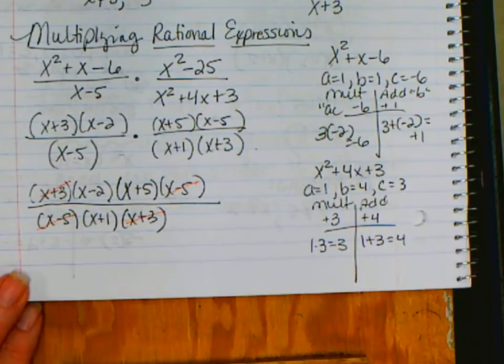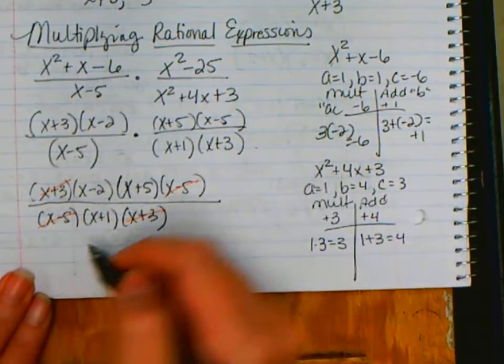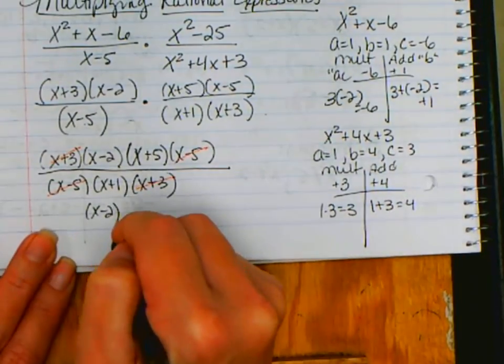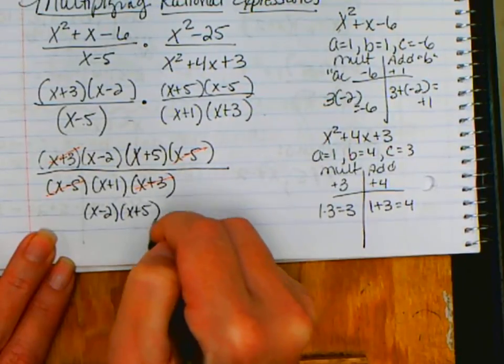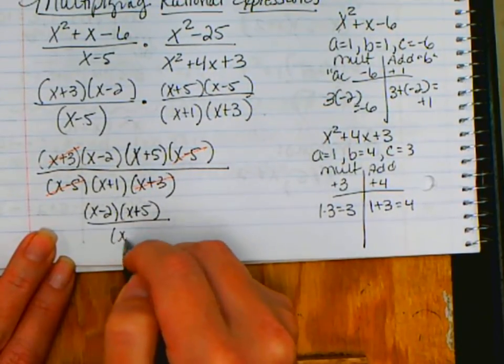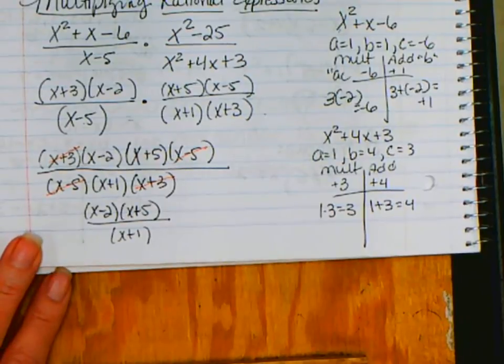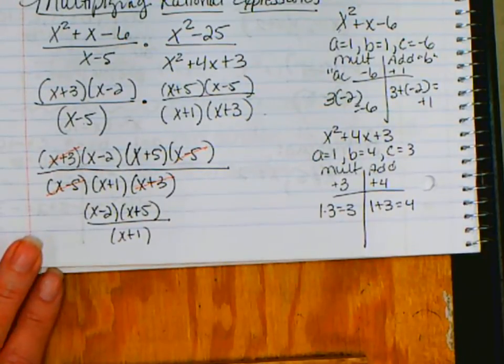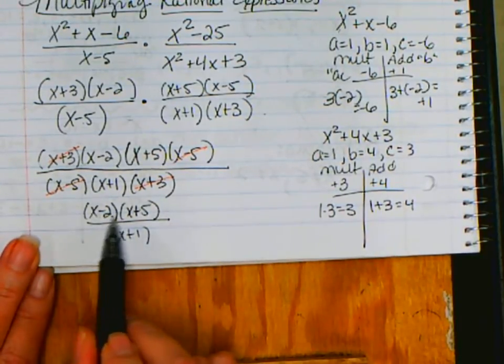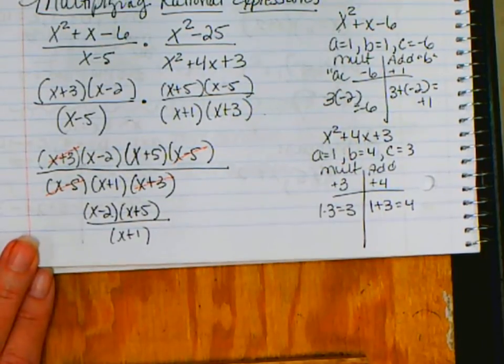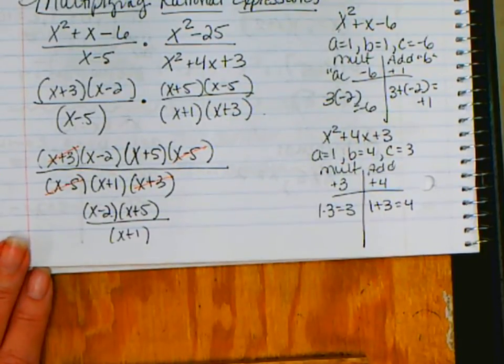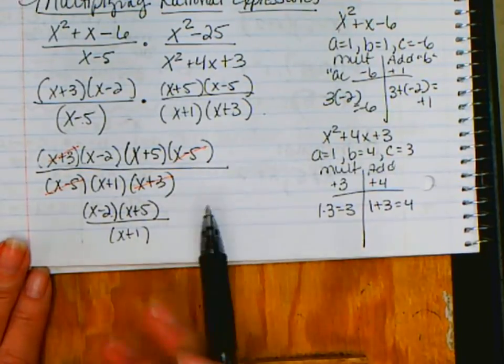Nothing else cancels. So in my numerator, I'm left with (x minus 2)(x plus 5) over (x plus 1). There's nothing else I can do. You may see them multiply that out and put it back in standard form. I'll have to check in the workbook to see how they leave the answers, but I think they just leave it in factored form. But we know how to put that in standard form if we had to, right?